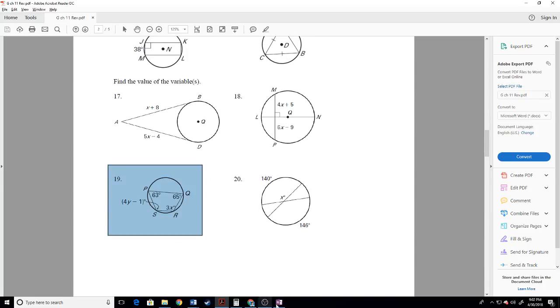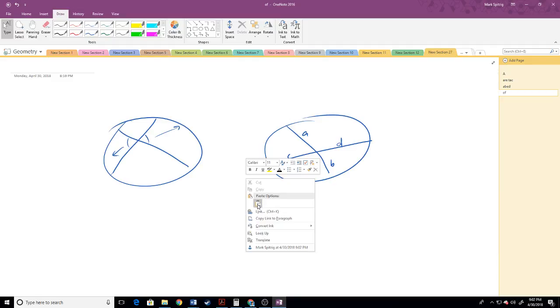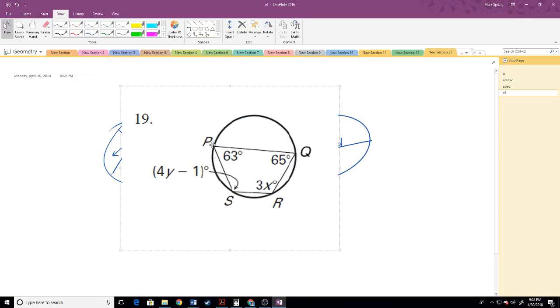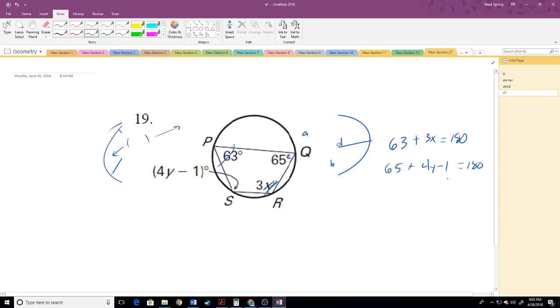Okay, so 19 is easy if we remember the one rule, right? First of all, what do I have here? It looks like I have a quadrilateral. I'm really far away from the mic. Hopefully you guys can hear me. I'm just leaning back. We have a quadrilateral that's inscribed in a circle. The one thing we know about a quadrilateral inscribed in a circle is that the opposite angles have to be supplementary. So in this case, angle P and angle R are supplementary. So 63 plus 3x equals 180. They add to 180, right? They're supplementary. Also, the other diagonal angles, or opposite angles, would be 65 plus 4y minus 1 equals 180. And of course, you can just solve at that point to get your x and then your y. So if you can find two angles opposite of each other in a quadrilateral, that's a good sign.